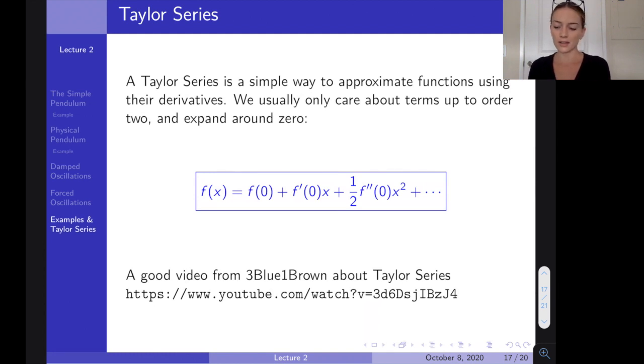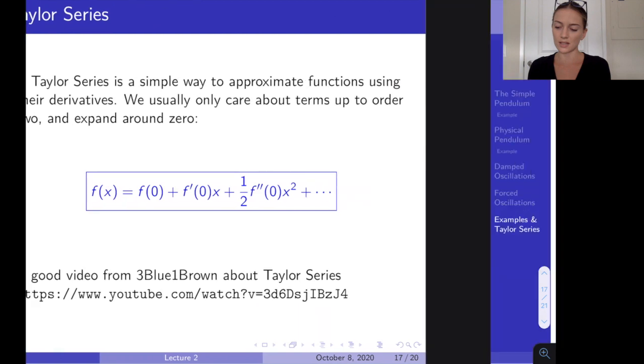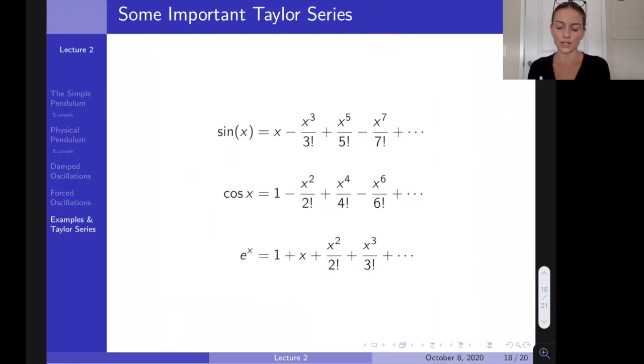Some common Taylor series that you're going to see a lot in physics are sine, cosine, and the exponential. The sine function is expanded this way, and these terms go all the way out. There's infinitely many terms. But typically we only care about terms up to order 2, which means terms up to x squared. In the case of sine, we have x, and then there's no x squared term, and our next term is x cubed.